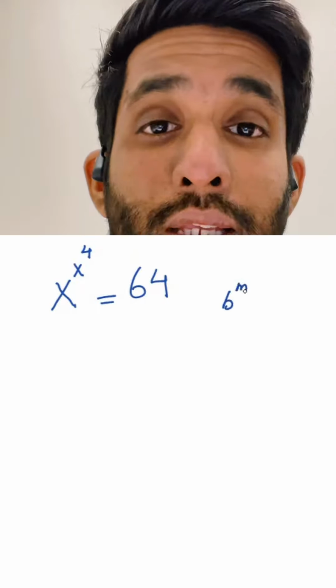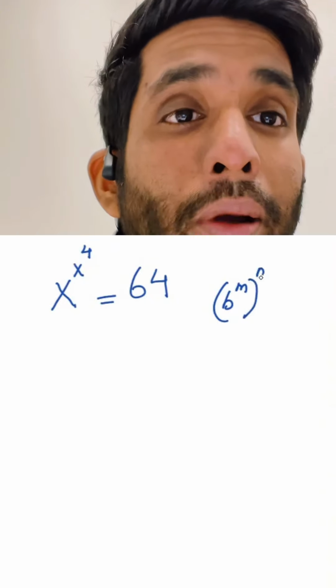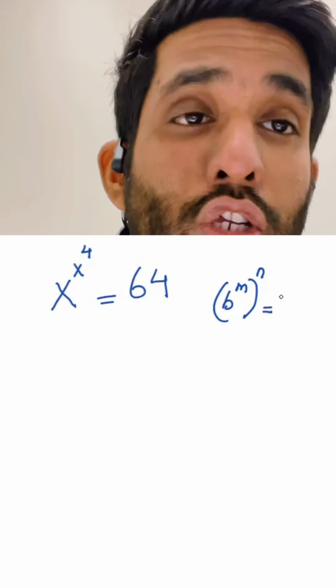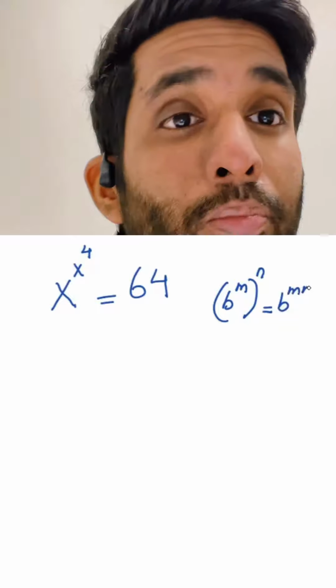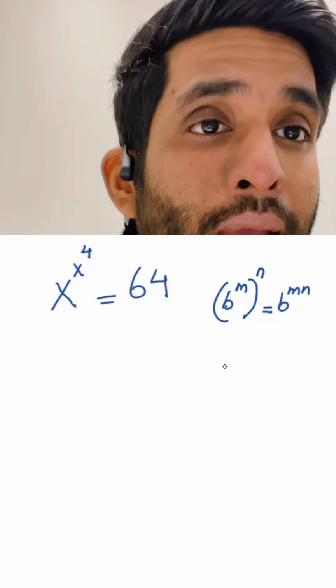So the power rule basically says that if you have b to the power of m to the power of n, then you just multiply the exponents. So you end up with b to the power of mn.